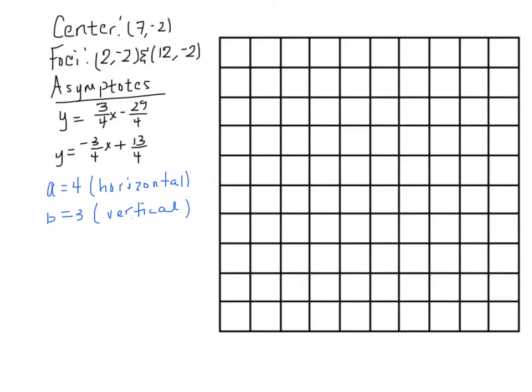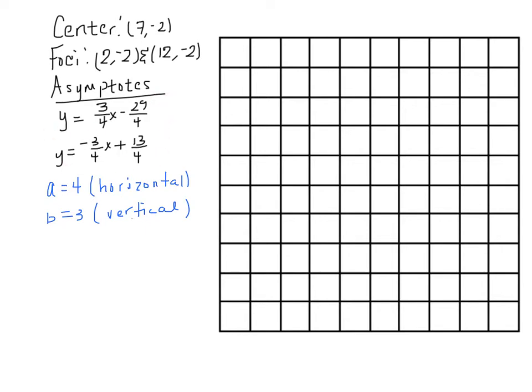As we prepare to graph this hyperbola, I've written down some things that we know. We know that the center is located at (7, -2) on the coordinate plane. The foci are located at (2, -2) and (12, -2). We have two linear asymptotes, and these are the equations for each of those.